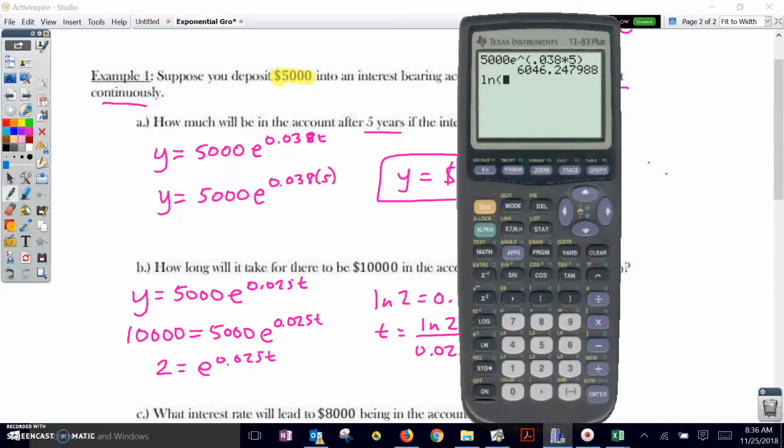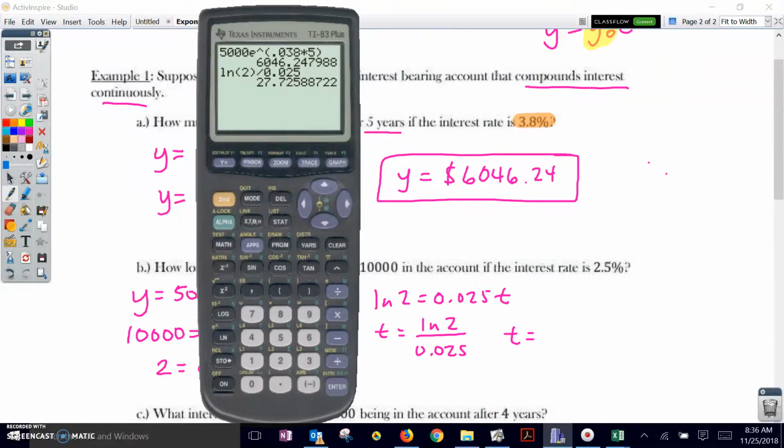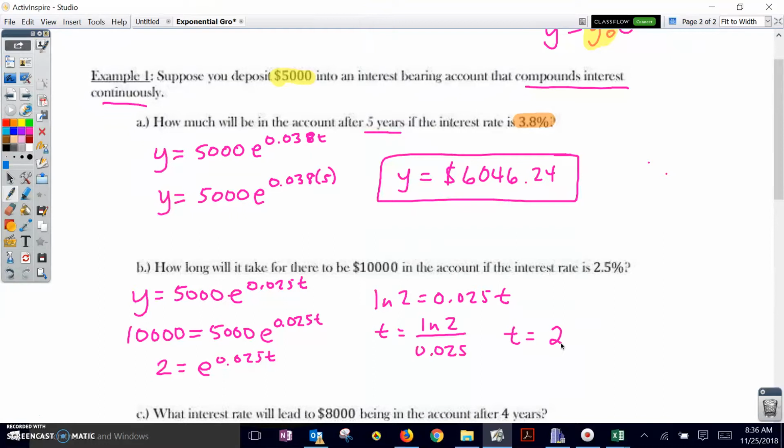And so I've got the natural log of 2 divided by 0.025. And according to this, it will be approximately 27.726 years at this interest rate before there's $10,000 in this account.